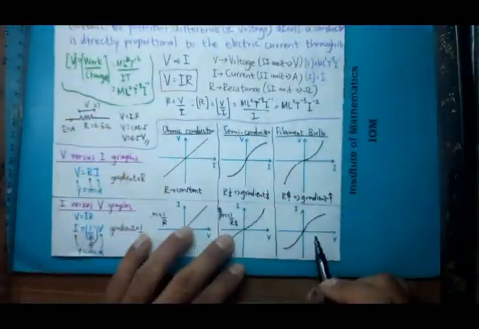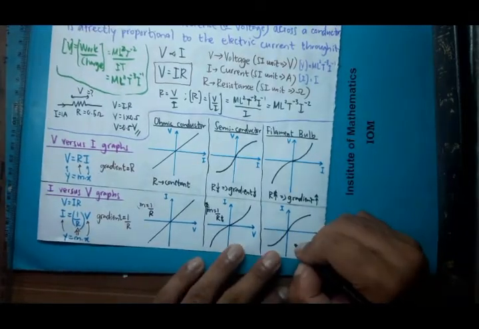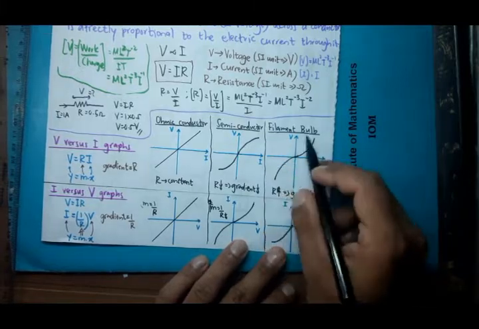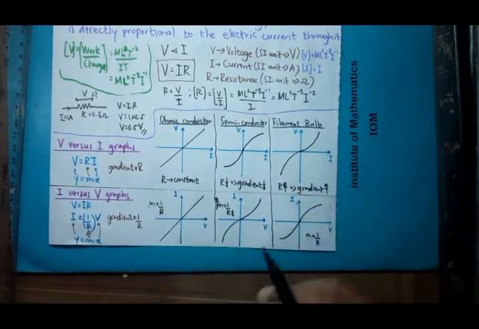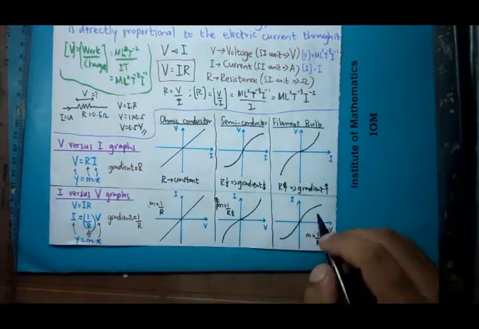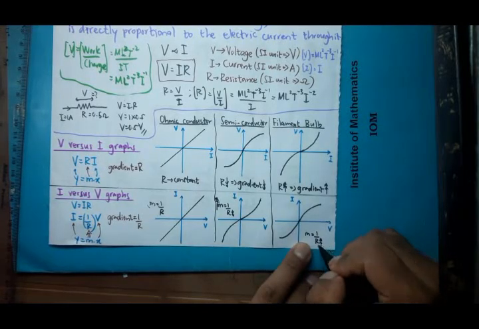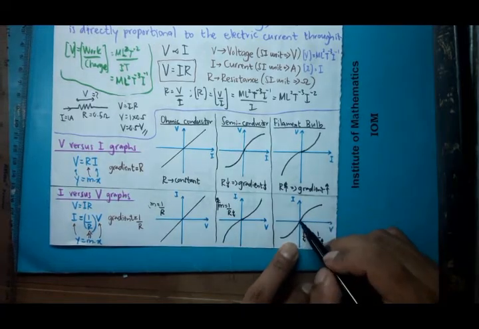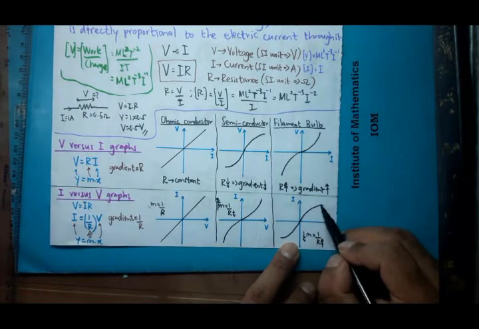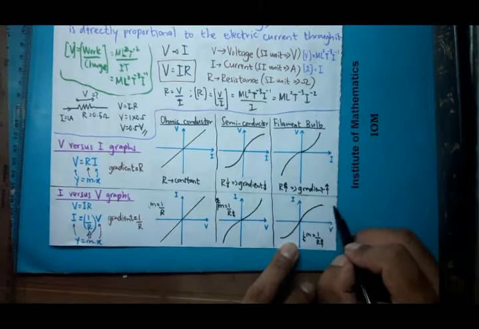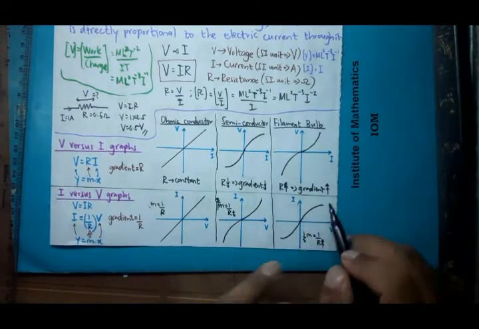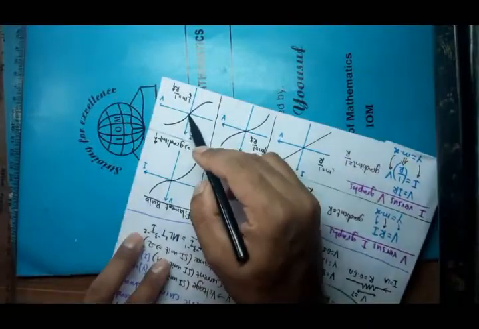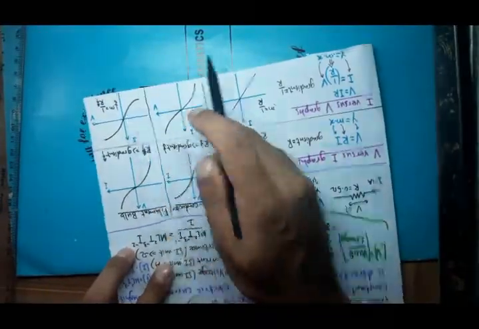Again, not difficult to understand: gradient is equal to 1 over R, and we have figured out for the filament bulb that when you increase the current, the temperature of the bulb increases, so the resistance increases. If the resistance increases, the gradient should reduce. So this is a curve for reducing gradient. Look, the graph is eventually becoming flat. When any graph is flat, that means the gradient is 0, so the gradient is reducing. And if I rotate it to the other side, you will have the same shape. That is what I meant by mirror image.